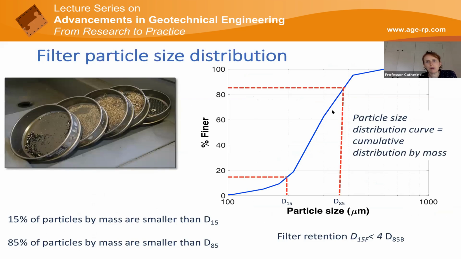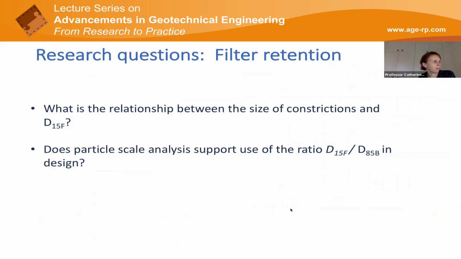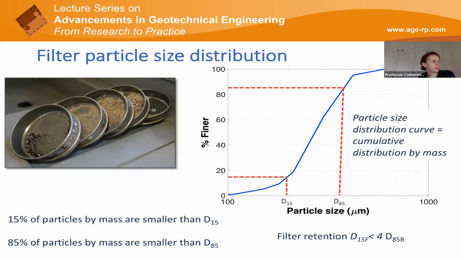And just in case any of you are not from a geotechnical background, I'll clarify what those terms mean. So in soil mechanics, we quantify the range of particle sizes in a material by looking at a cumulative distribution of the sizes by mass. And D85 means that 85% of the particles are smaller than this diameter, and 15% of the particles are smaller than D15. And typically we use a system of sieves to work out this distribution in experimental work.